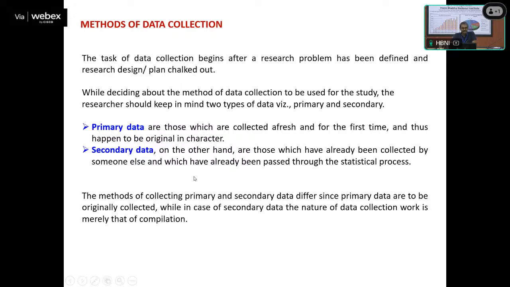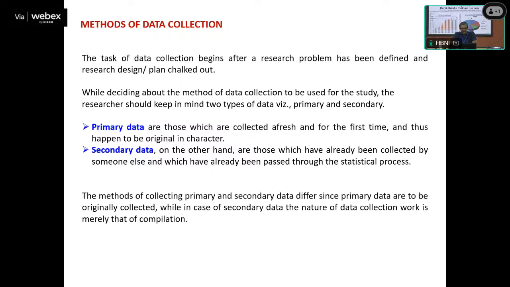And what do you mean by secondary data? Secondary data, on the other hand, are those which have already been collected by someone else and which have already been passed through the statistical process. So this is the difference between primary and secondary data. Okay, primary data are for the first time, which you are doing, and are original in character, while secondary data has already been collected earlier by somebody else and it has passed through the statistical process.